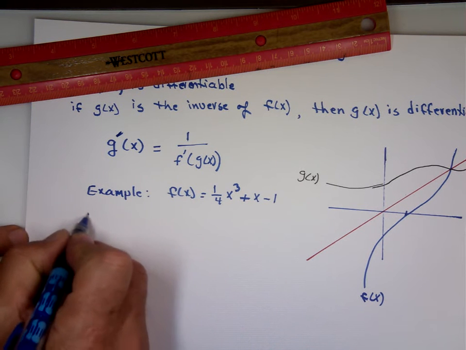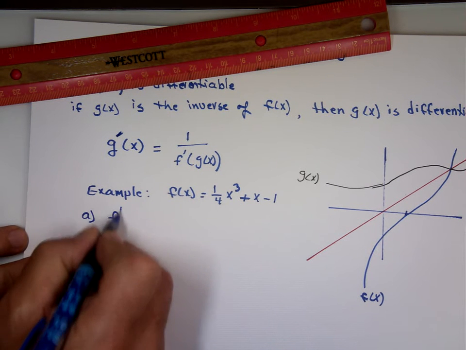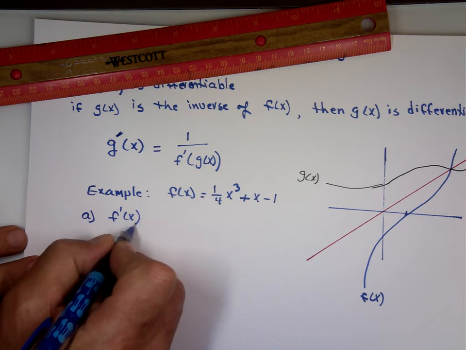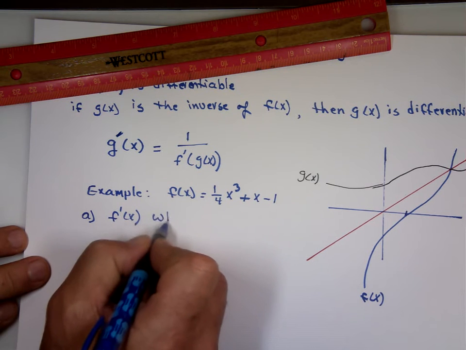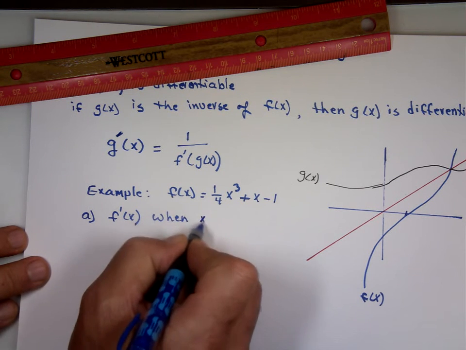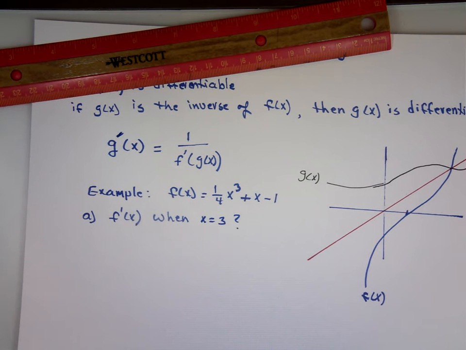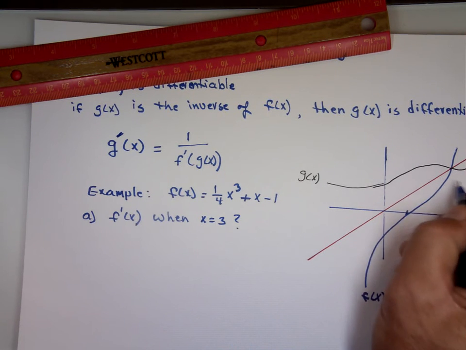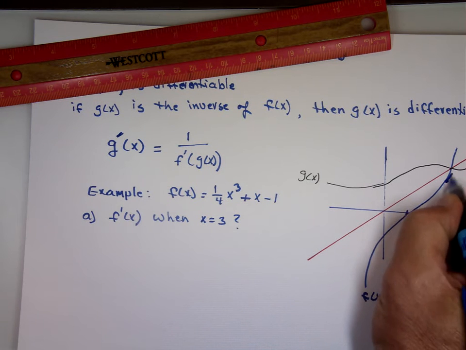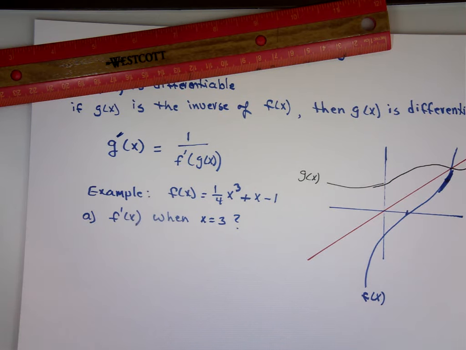Here's the question. Question number 1. What's the derivative of f when x equals 3? Oh, that's not a big deal. When x equals 3, it's somewhere here. And I need to know what that slope is. That's what the derivative is. Can you tell me what the slope is there? Well, let's take the derivative of that.